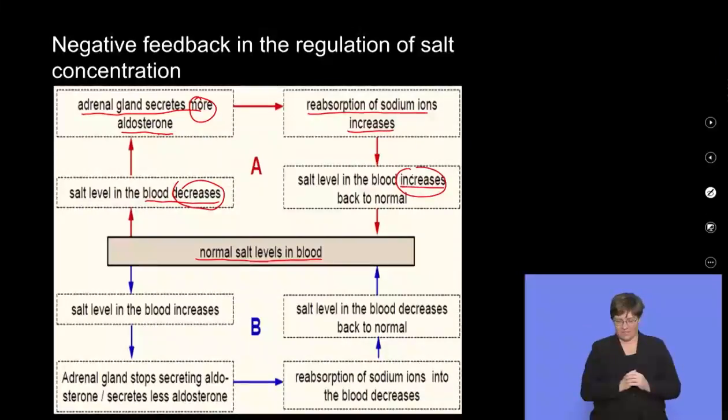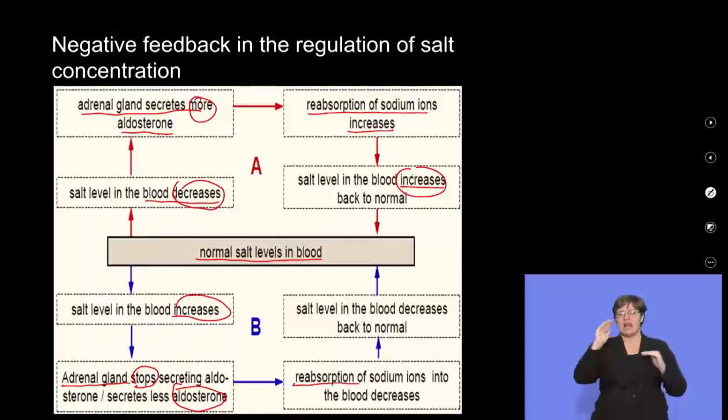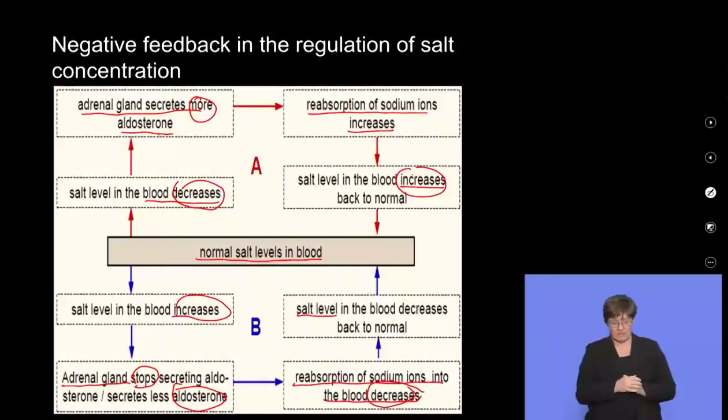In the case salt level increases, what is going to happen? The opposite. Adrenal gland again will stop the secretion of aldosterone, meaning less aldosterone will be secreted. So what will happen? Reabsorption of sodium ions into the blood will decrease. When it decreases, the level of salt now in the blood decreases. Then it takes the level of salt back to normal.